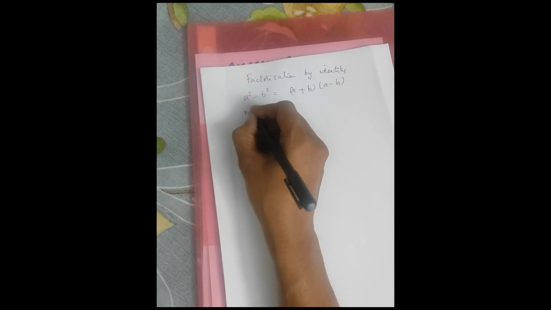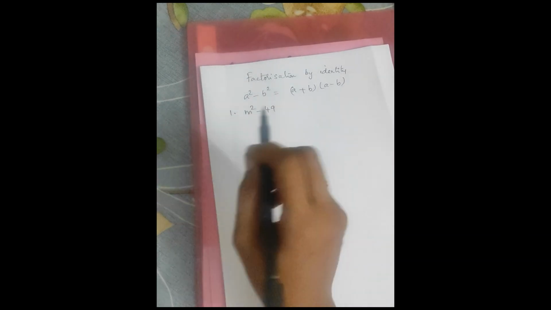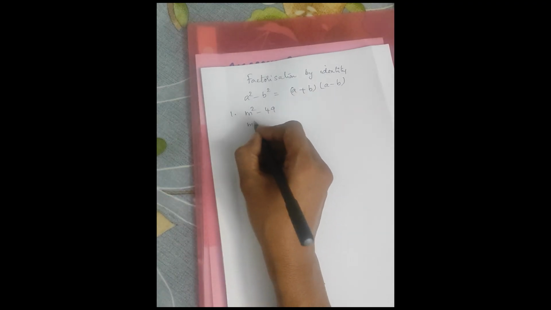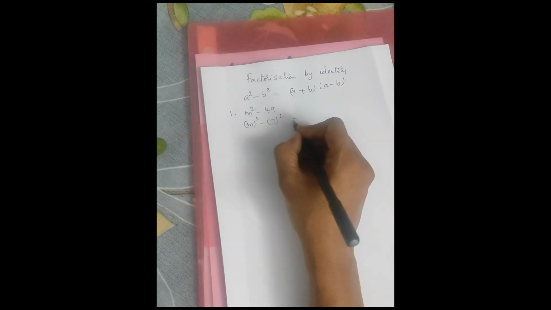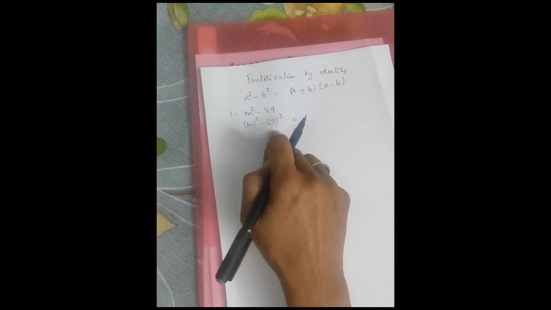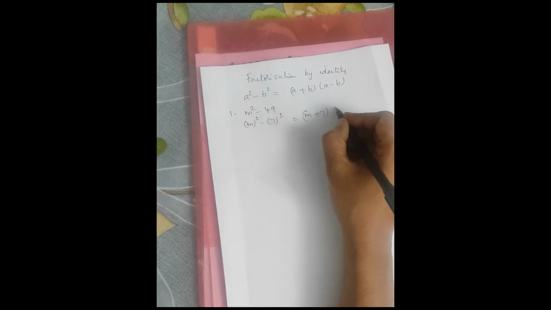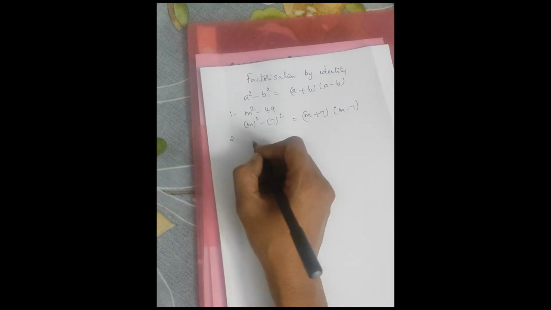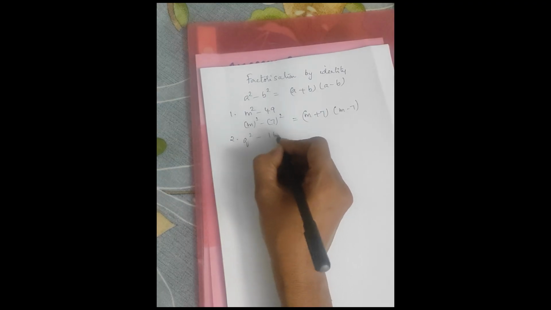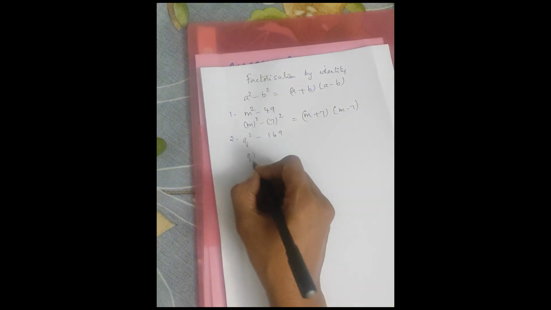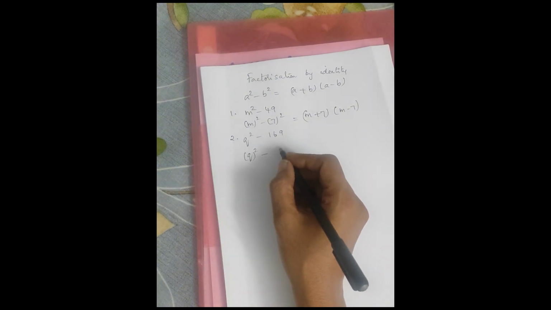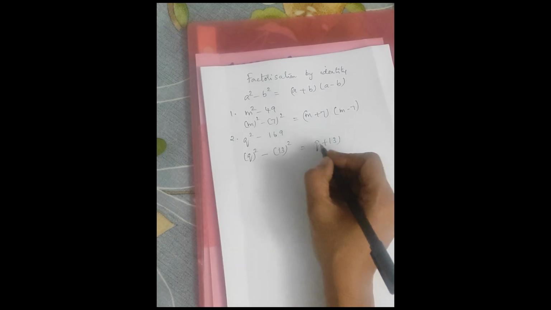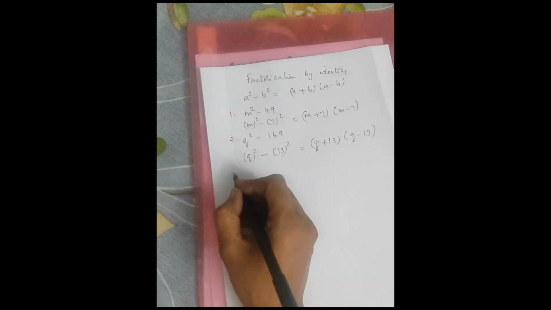Suppose the question is m square minus 49. Both are perfect squares. M square is the first term, and the second term 49 is the square of 7. So according to the formula, a is m and b is 7. You can write (m plus 7)(m minus 7). These are the factors, so this is what I said, we can do this by identity. Next, q square minus 169. Q square is a perfect square, and 169 is the square of 13. So by the formula, (q plus 13)(q minus 13).